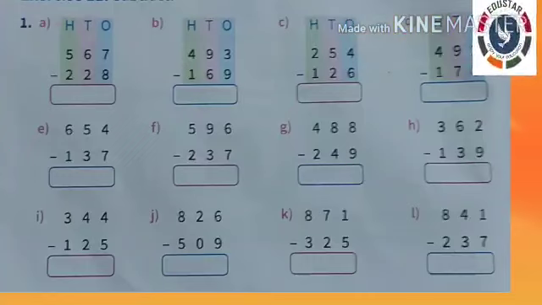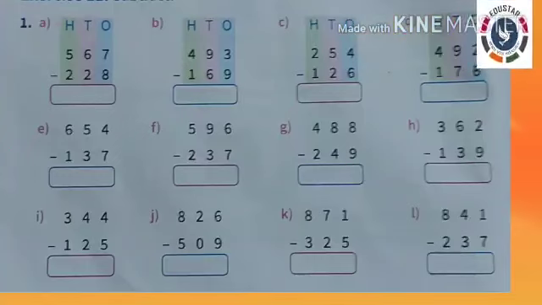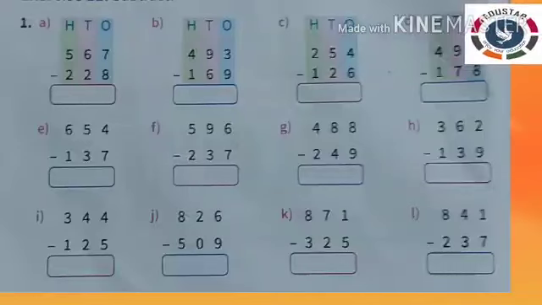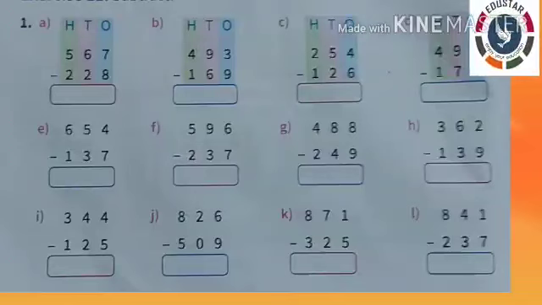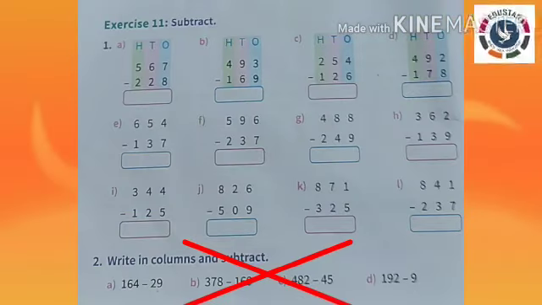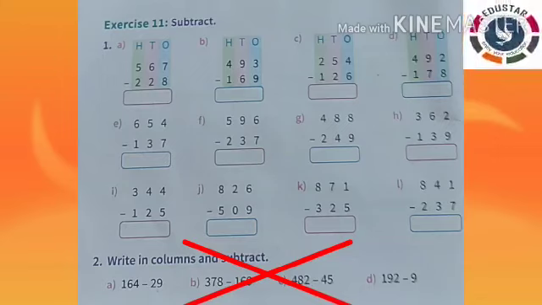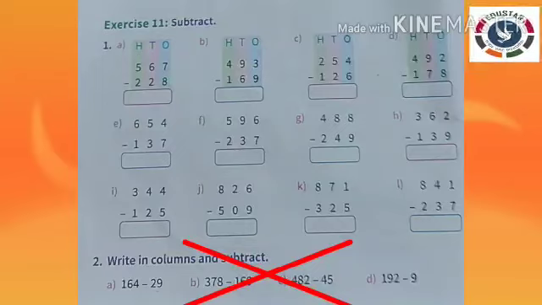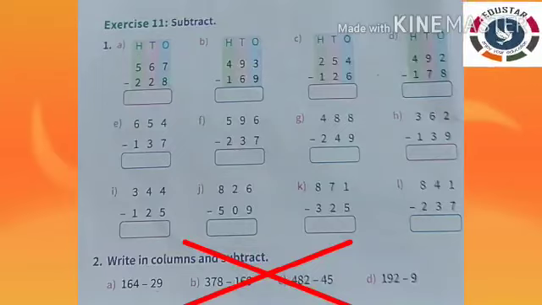The same way you have to complete C sum to L sum. You have to complete that whole page. In exercise 11, you have two Roman letters, Roman letter 1 and Roman letter 2. You have to complete Roman letter 1 alone. No need to complete Roman letter 2. Are you clear?